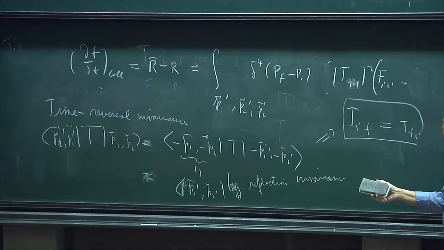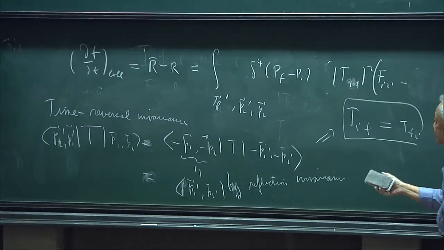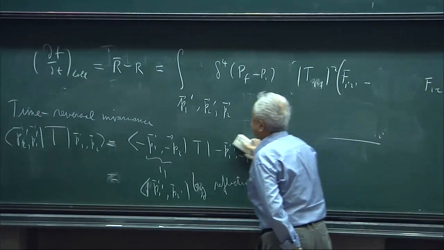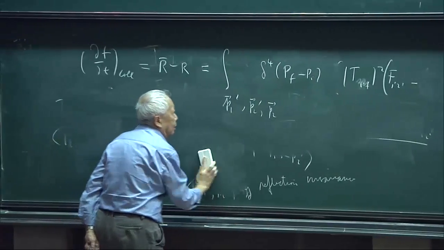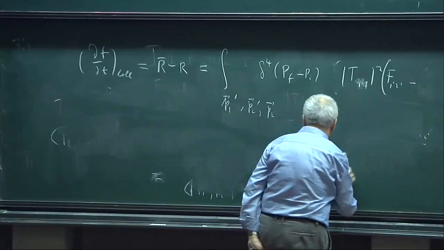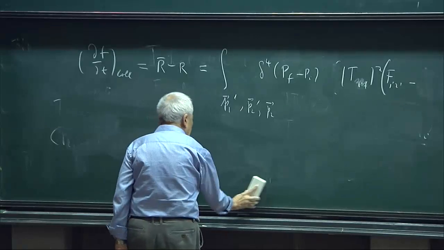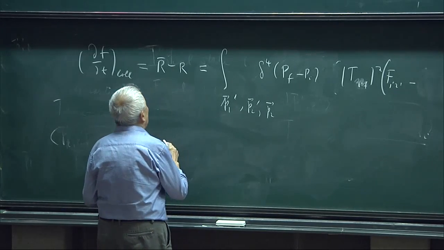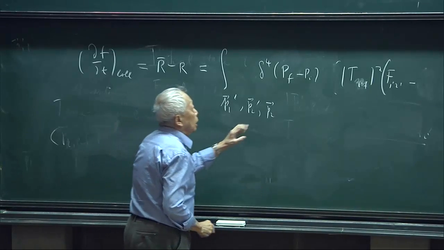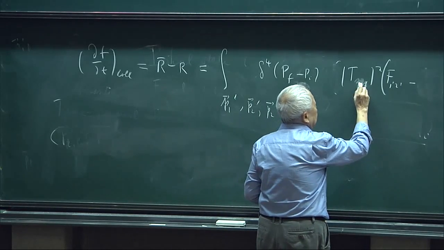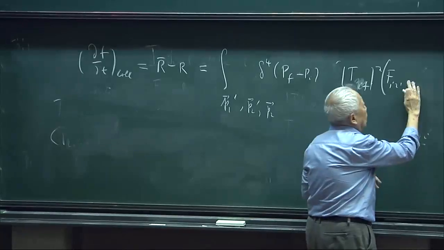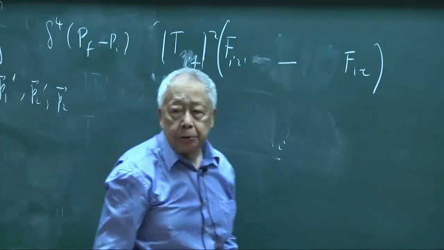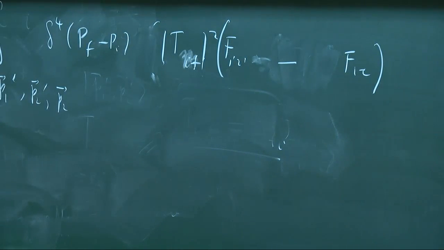Now we have not finished copying this. I'm going to erase it. With this, I have expressed the collision integral in terms of the quantum mechanical scattering amplitude times a two-particle correlation function. And this goes into the equation for the distribution function f.